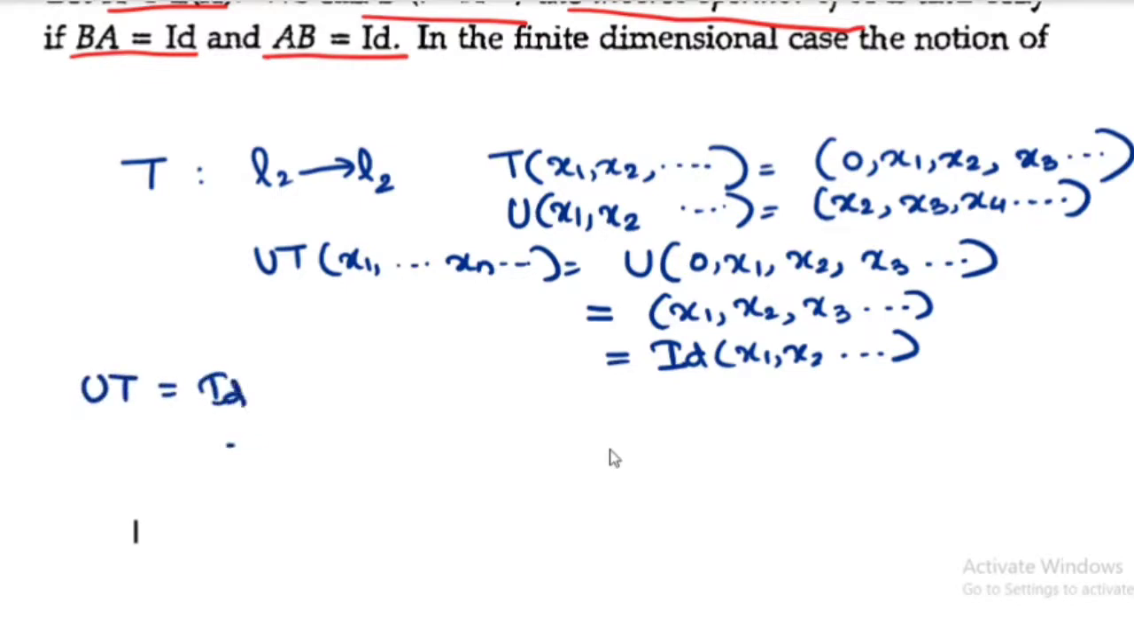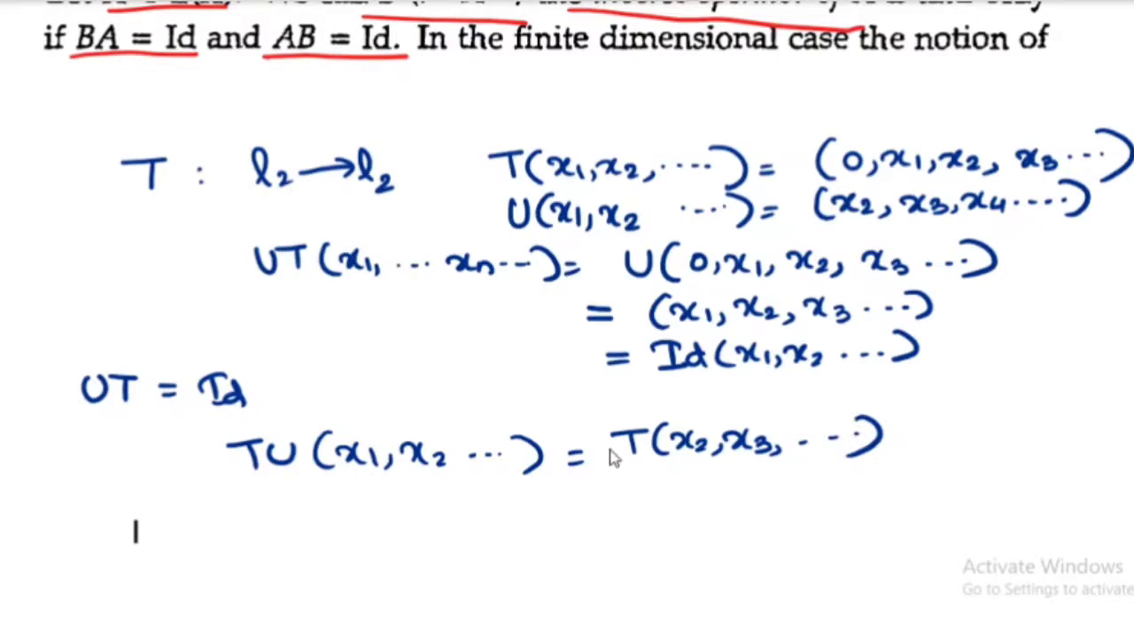Now what about TU of x1, x2, etc.? It is equal to T of x2, x3, etc., because U of x1, x2 is x2. And this is equal to 0, x2, x3, etc. So in this case, TU is not equal to the identity operator.